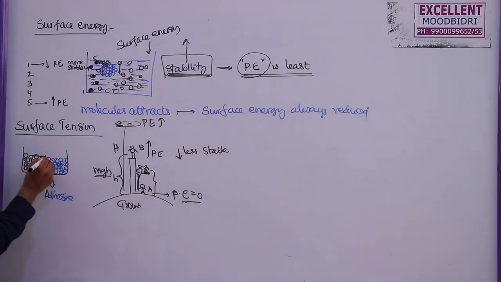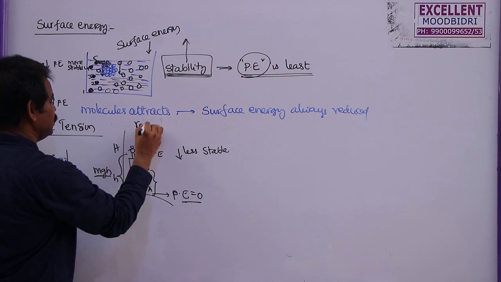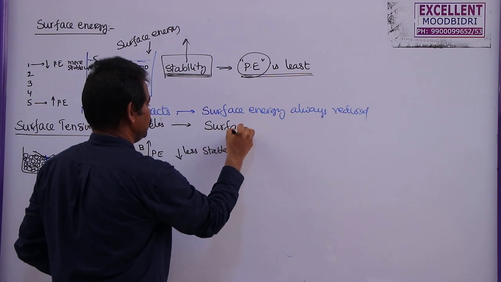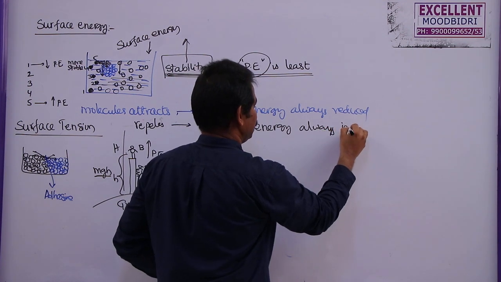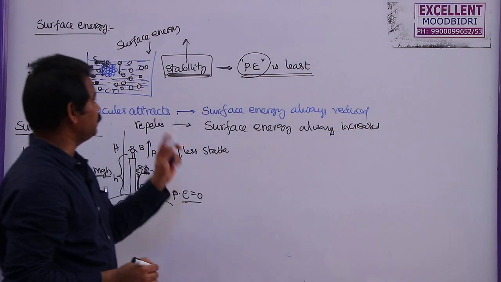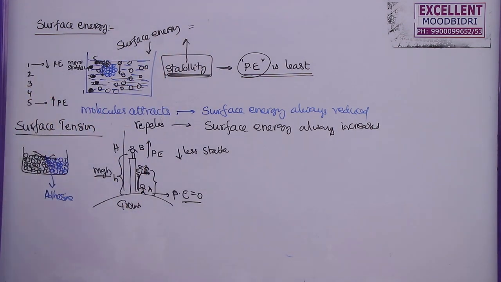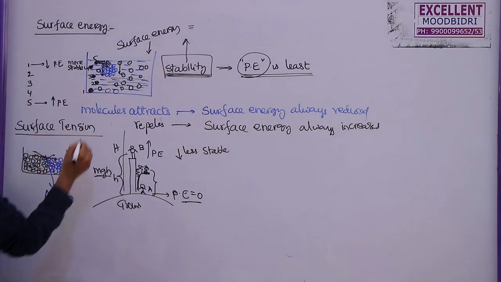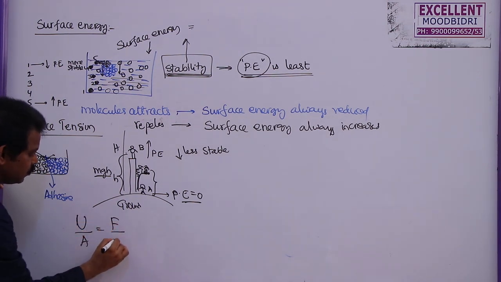Suppose these two repulse each other. If the molecules of two different materials repulse each other, surface tension always increases, or surface energy always increases. Surface energy as well as surface tension, both are similar terms. This is energy per unit area, this is force per unit length. So both are the same: energy per unit area or force per unit length.